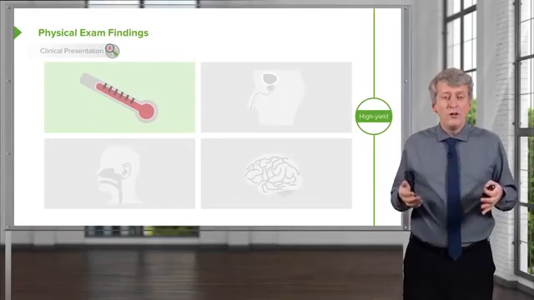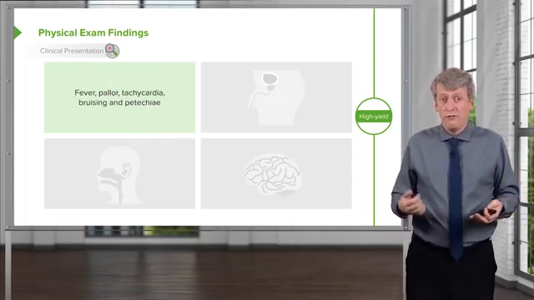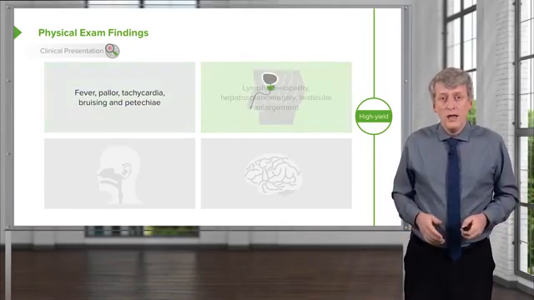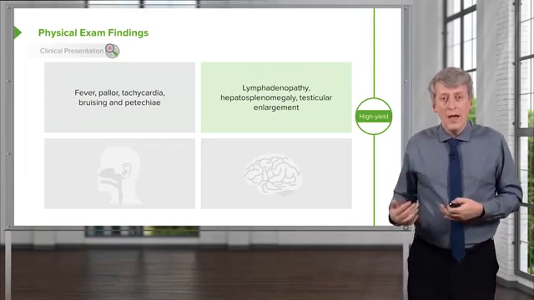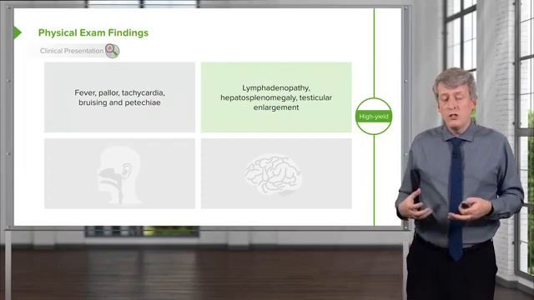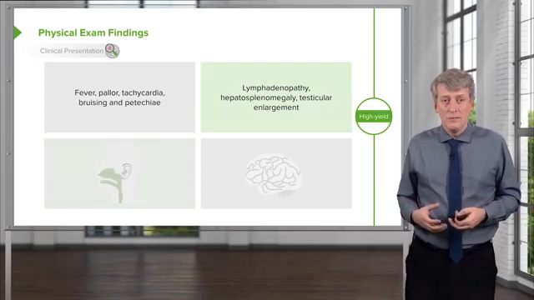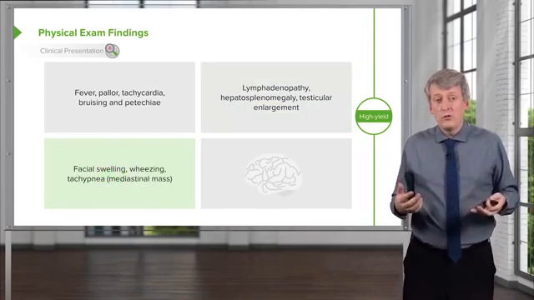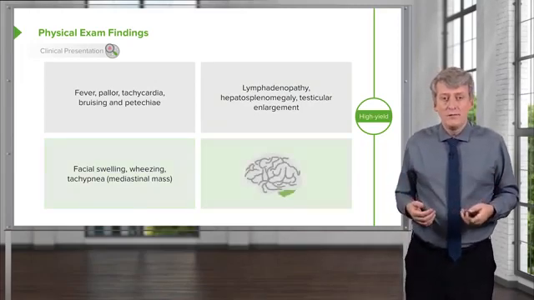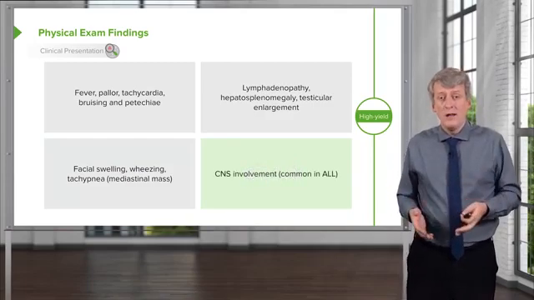Also, you may find on exam that they have fever, pallor from an anemia, tachycardia from an anemia, and bruising and petechiae from low platelet counts. They may have lymphadenopathy, hepatosplenomegaly, or in boys, testicular enlargement from some tissues growing with cancer cells in them, specifically the lymph and the splenic system. They may have facial swelling and wheezing and tachypnea if they happen to have a mediastinal mass. And they may have CNS involvement, which actually is not uncommon in ALL.